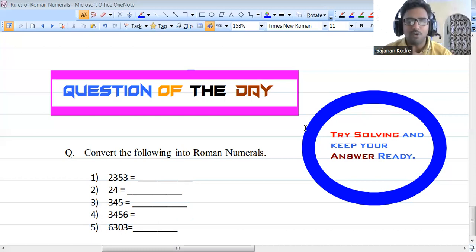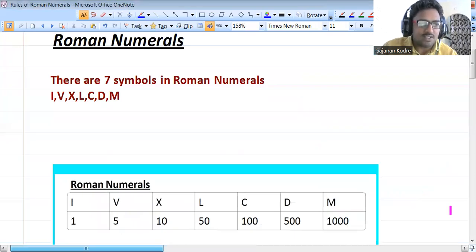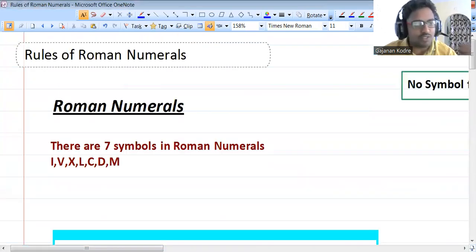How many of you know about Roman numerals? What all things do you know about Roman numerals? Are you finding it easy or difficult? Let's check. Now we are going to discuss complete Roman numerals, so don't worry about it. We are going to discuss the rules of Roman numerals, and the higher Roman numerals also we are going to discuss.